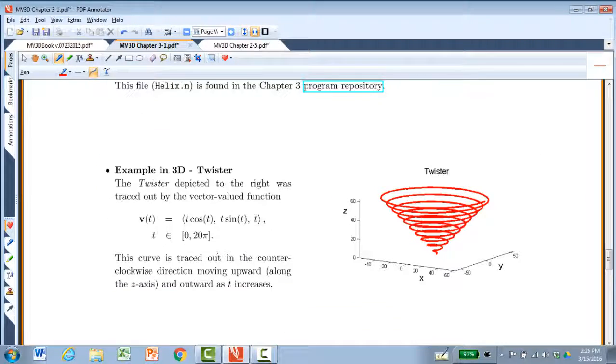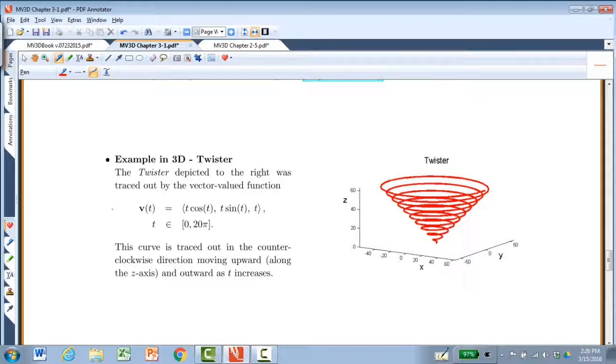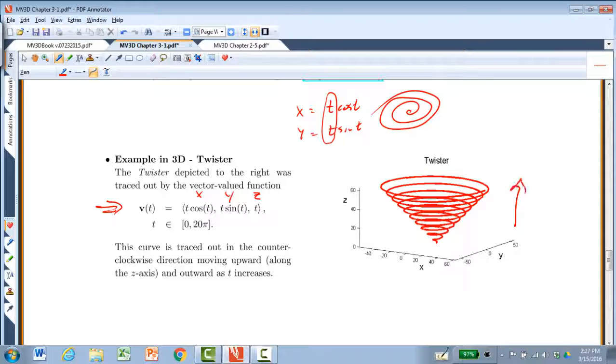What's another one? Oh, twister. Okay, so that's this example here. When you look at the x and y components, what we have is t cos t for x, y is t sine t. It's going to trace out a circle, only the radius, which are these coefficients, is growing like t. So the radius starts at 0 and grows out. So that's doing a spiral in 2D. But my z component is just getting bigger. So as t increases from 0 to 20 pi, z just goes up like t.